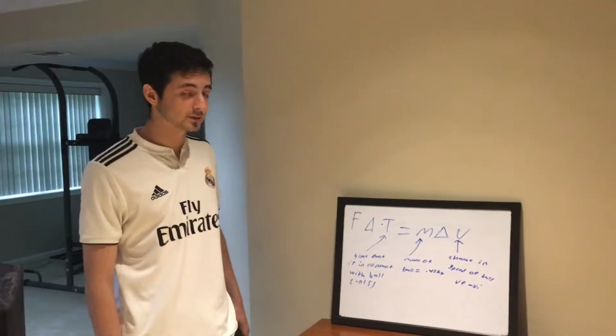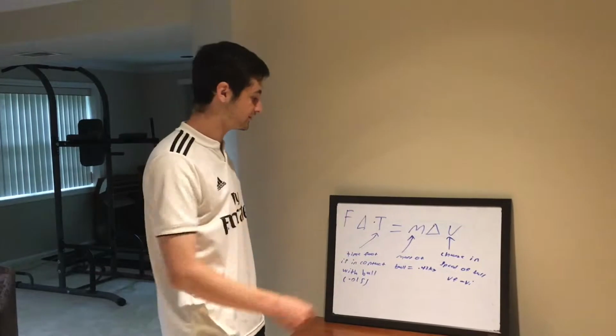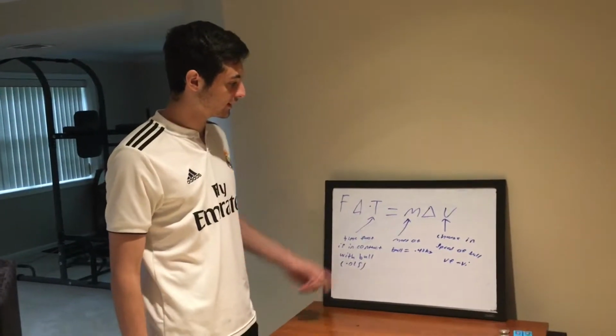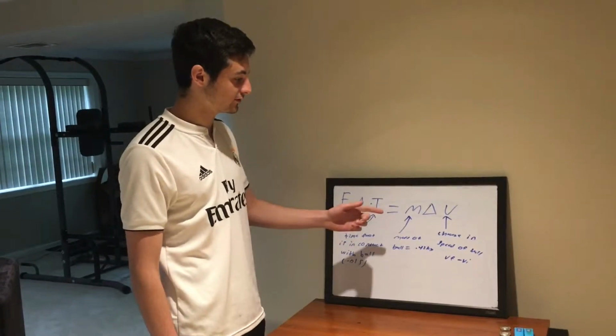Alright, so in order to find the force behind a knuckleball, we need to use these variables here. We have F, which stands for force, times the change in time, and then M, which stands for mass, times the change in velocity.